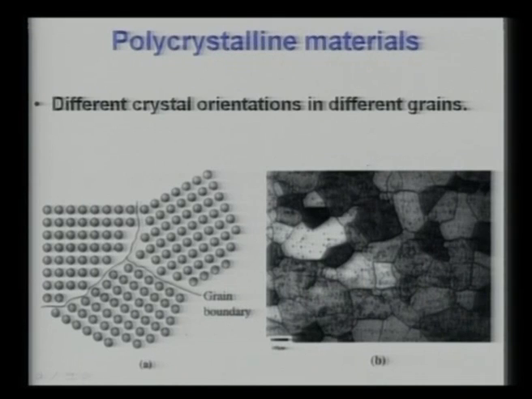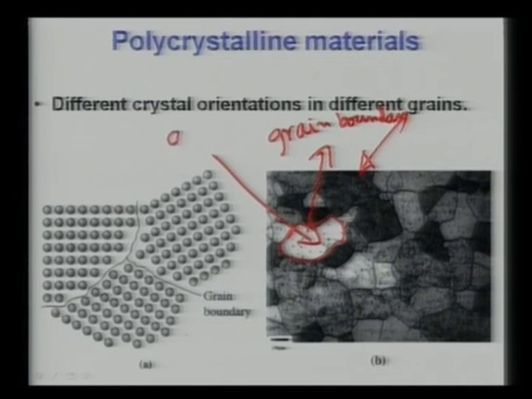Now this is the typical microstructure that one can observe for typical polycrystalline materials. In this microstructure, you can see that there are individual areas which are demarcated from other areas by some boundary. This boundary is called grain boundary, and the microstructural region enclosed by the grain boundary is called grain.